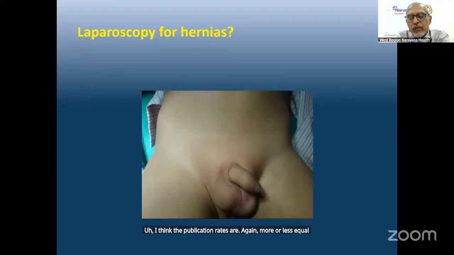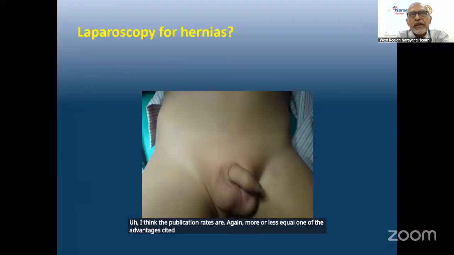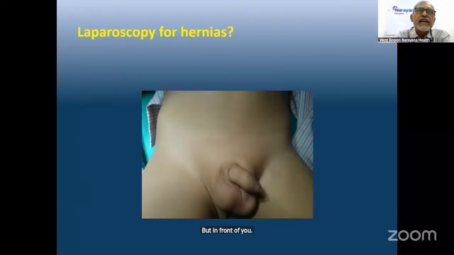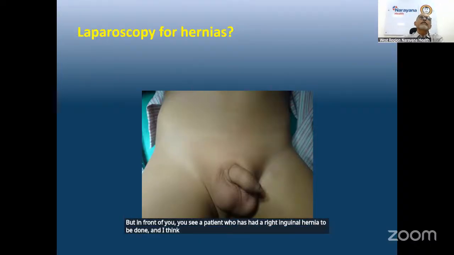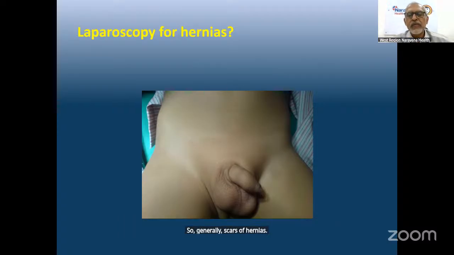One of the advantages cited for a laparoscopic repair of hernia is that the scars are smaller and less visible. But in front of you, you see a patient who has had a right inguinal herniotomy done. And I think anyone would have to look very hard to see a scar in this patient. So generally, scars of hernias heal very well.